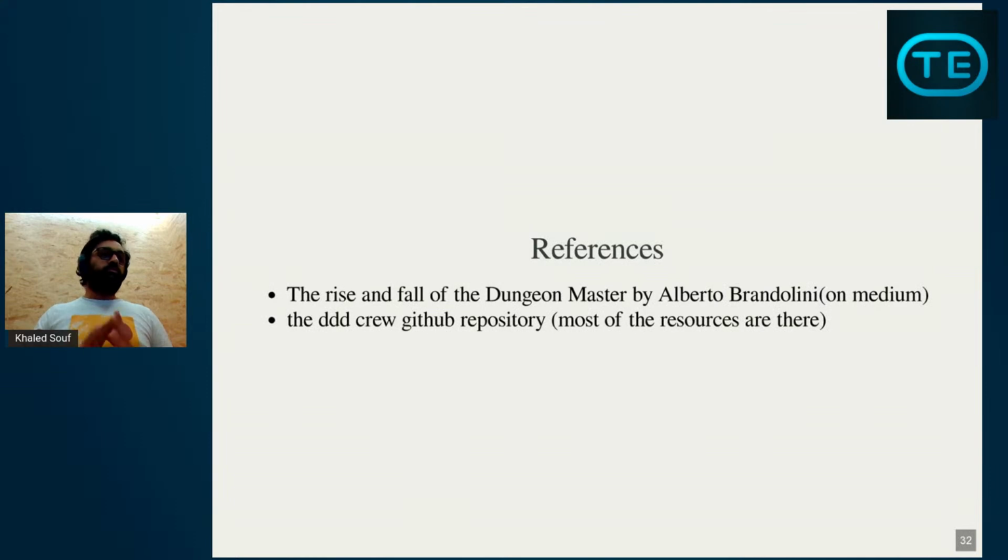Okay, so if you need some references about the talks, my reference is actually The Rise and Fall of the Dungeon Master by Alberto Brandolini. The other one, which I'd like you to look at a lot and keep coming back to all the time, is the DDD Crew GitHub repository. You have everything there, and it's always up to date. They are updating it all the time.